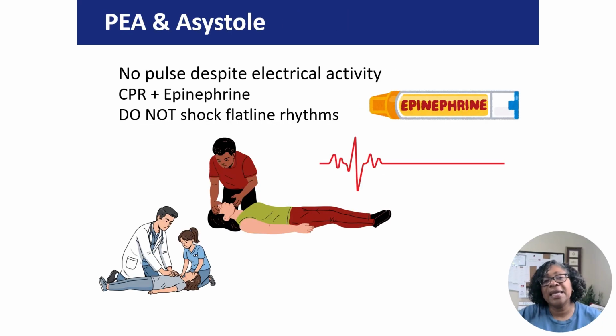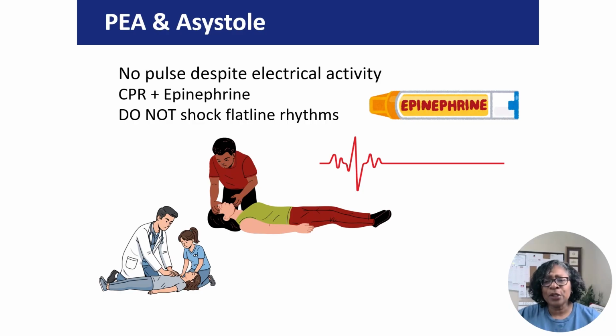And when you're looking at PEA, pulseless electrical activity, and asystole, there's a rhythm on the monitor, but there's no pulse. And so with those types of patients, you start CPR. EMS is going to arrive, rapid response. They're going to have a code card. They're going to start epi. But remember, with pulseless electrical activity, PEA and asystole, you do not shock that flatline rhythm.